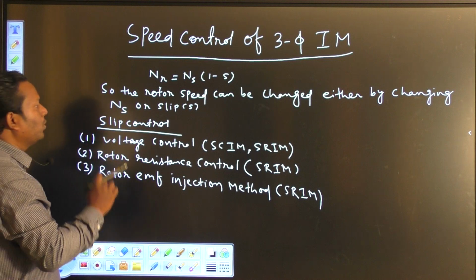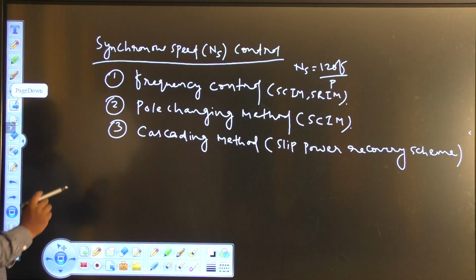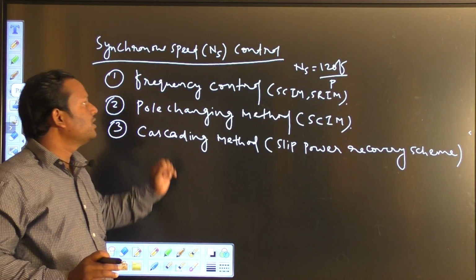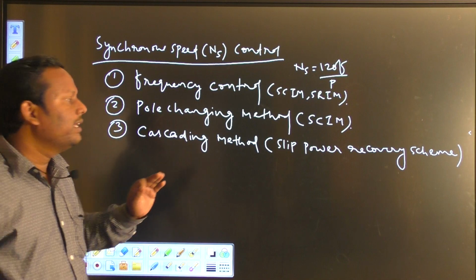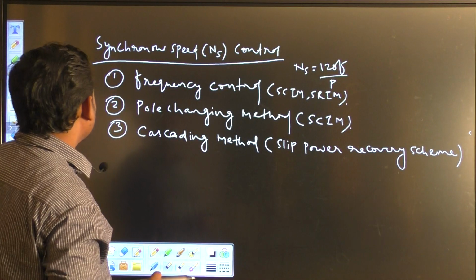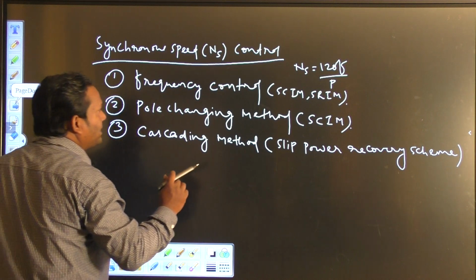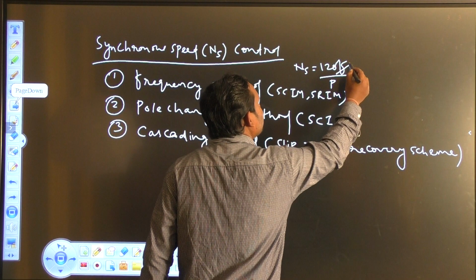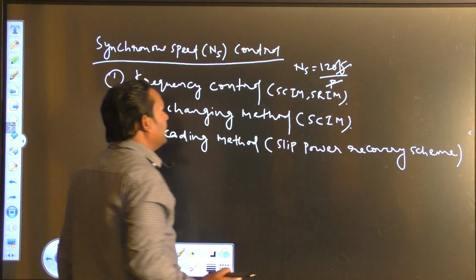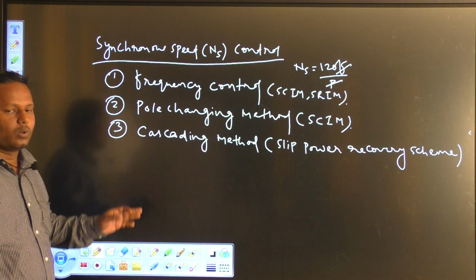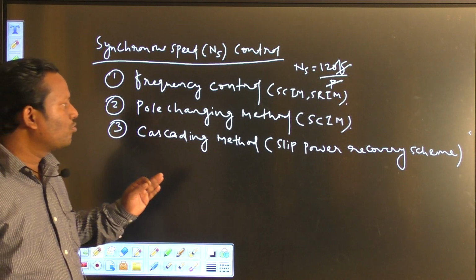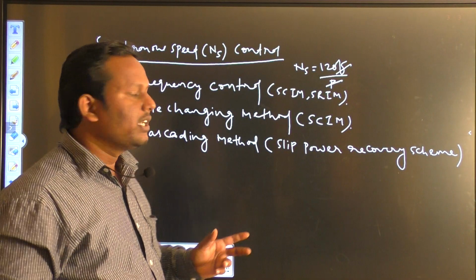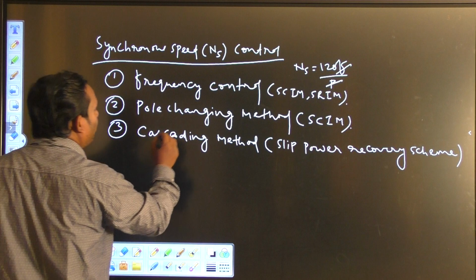Next, we have to control the synchronous speed Ns. In this also, three techniques are possible. Ns is 120 f by P. So how can we control Ns? By changing f or changing P. The first technique is frequency control, which is possible for both squirrel cage and slip ring induction motors. The second is the pole changing method.